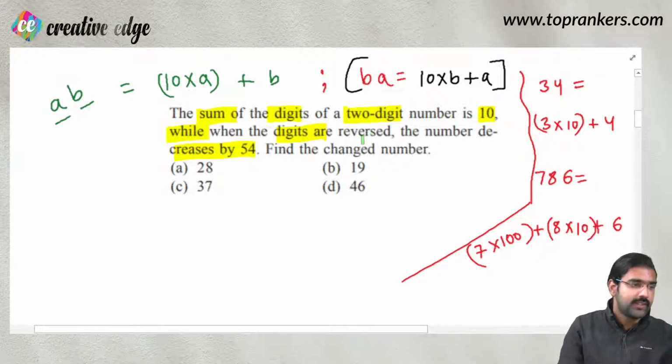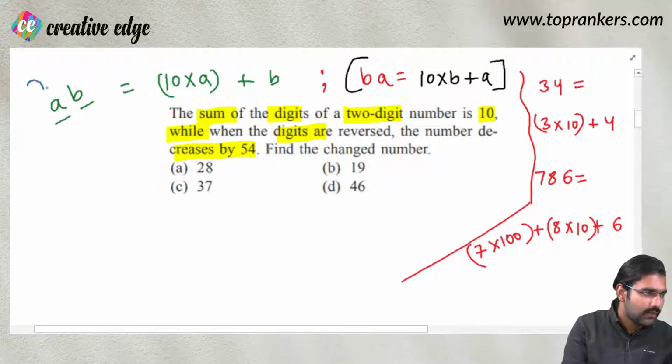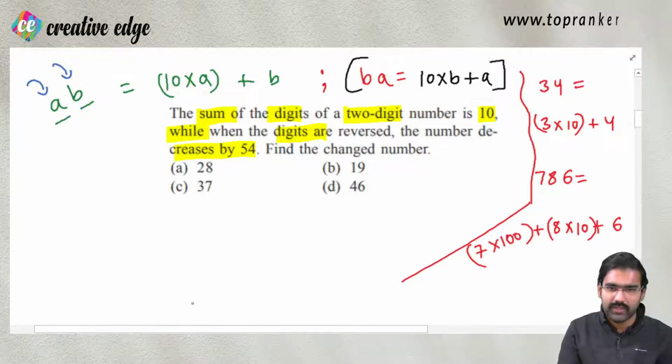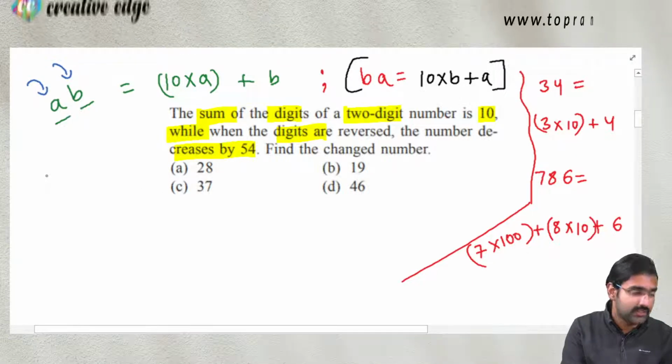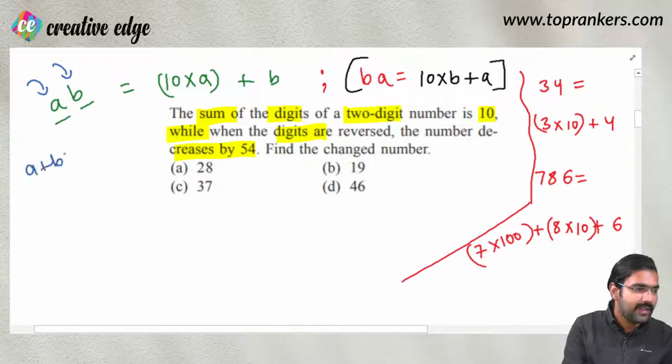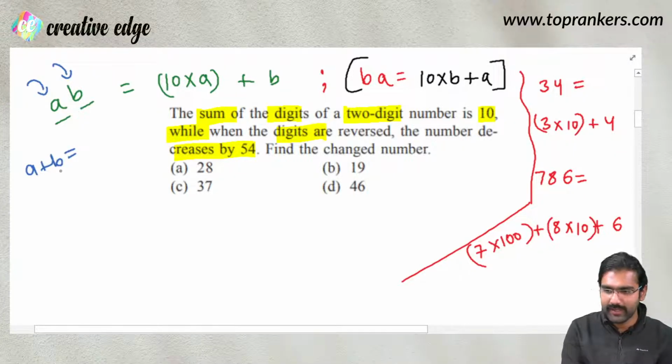Well, after this, when you look further, what are we asked? The sum of the digits of a two-digit number is 10. So can I form an equation where one of the digits is a and another digit is b? Shall I say the sum of these two digits should be nothing but a plus b, and that is clearly given as 10.